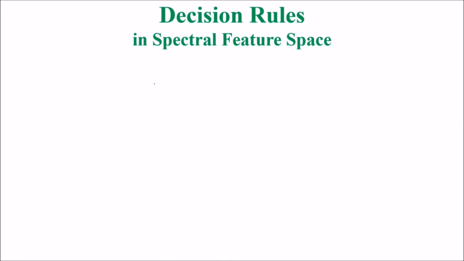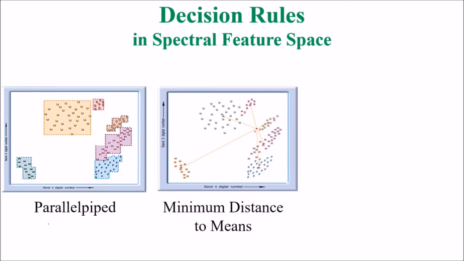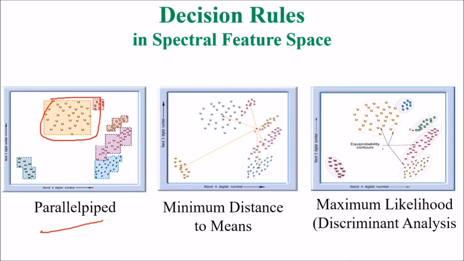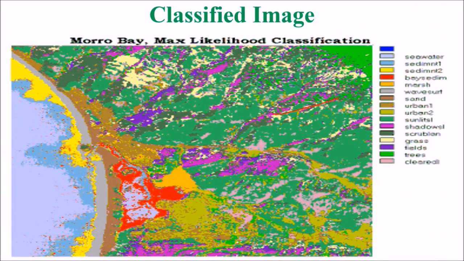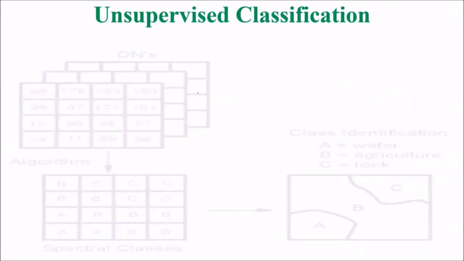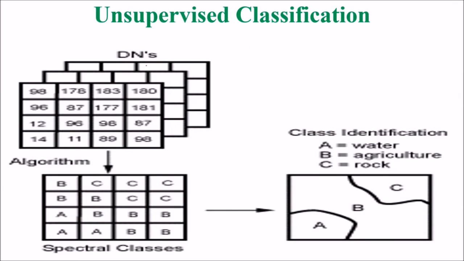So we have decision rules in spectral feature space. This is the parallelepiped. See, these are inside the parallelogram. This is minimum distance to mean, and this is the maximum likelihood. That is the discriminant analysis. In the classified image, you see now this is the actual classified image. In the unsupervised classification, these are the DN numbers. When we pass it through the algorithm, that is the unsupervised classification or clustering, these are the spectral classes, and then it will be classified.